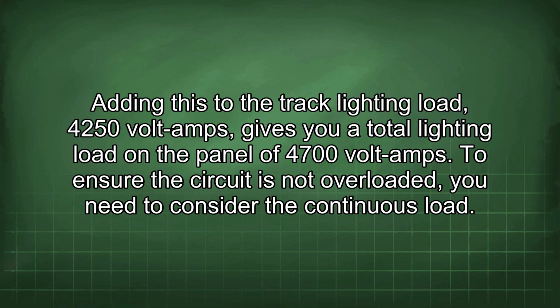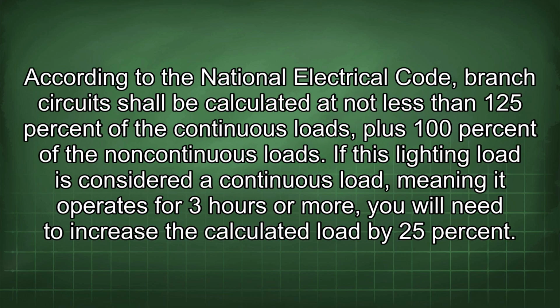To ensure the circuit is not overloaded, you need to consider the continuous load. According to the National Electrical Code, branch circuits shall be calculated at not less than 125% of the continuous loads plus 100% of the non-continuous loads. If this lighting load is considered a continuous load, meaning it operates for 3 hours or more, you will need to increase the calculated load by 25%.